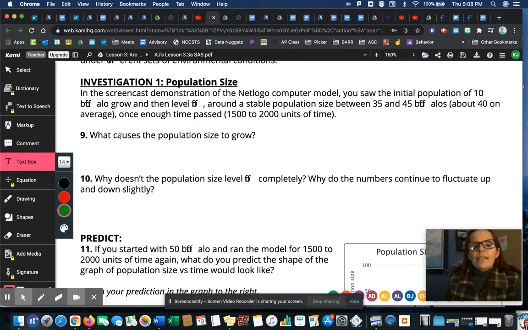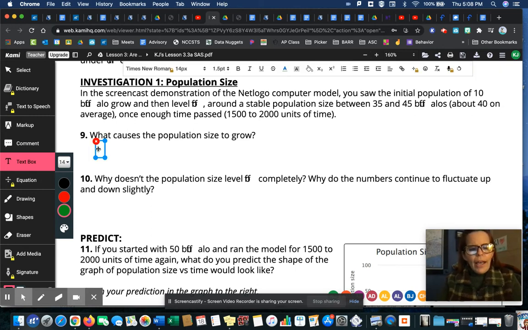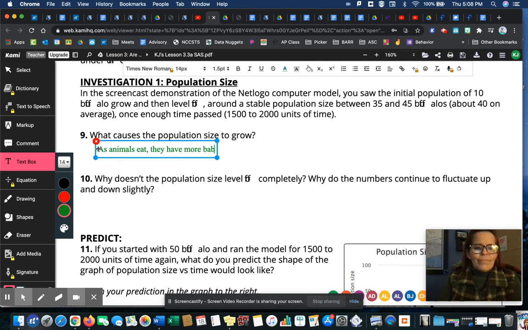So number 9 says, what causes the population size to grow? Well, there's two things really that are causing the population size to grow. As animals eat, they have more babies. So the more food they have, the more babies they're able to have, and that causes the population size to grow.